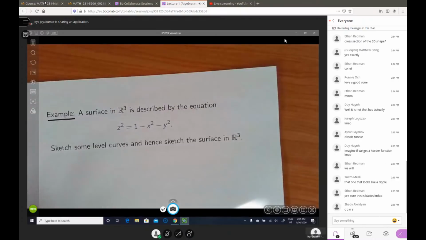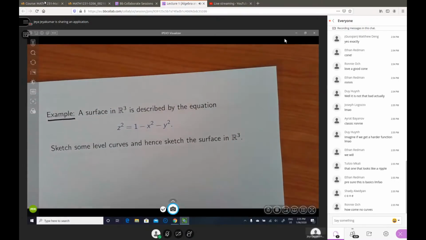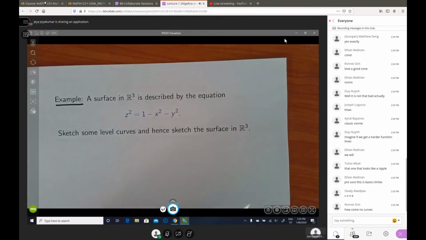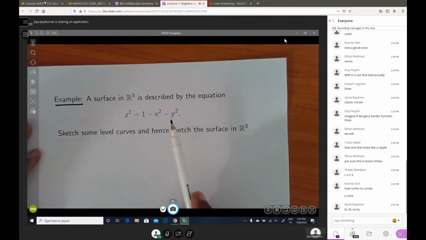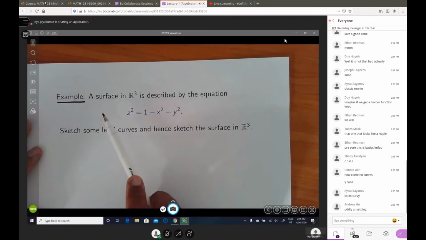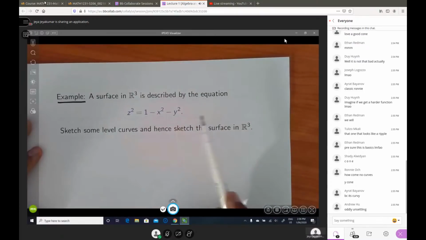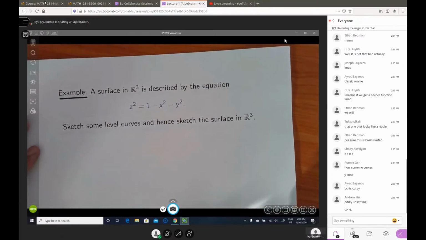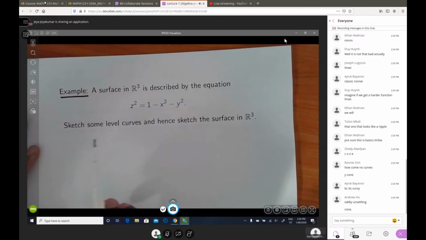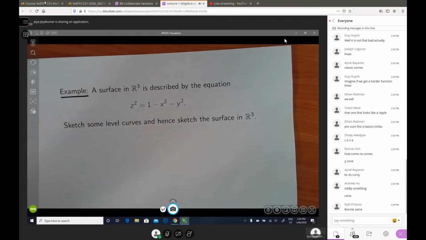Here's another example. Now here, z is not explicitly given as a function of x and y, but x, y, z are related by this equation. So in this example, we have a surface in R3 described by the equation z squared equals 1 minus x squared minus y squared. Okay, so sketch some level curves and then sketch the surface in R3. Let's see how we can do this example here.